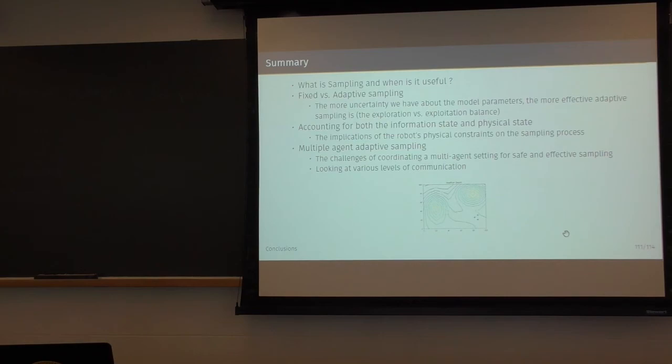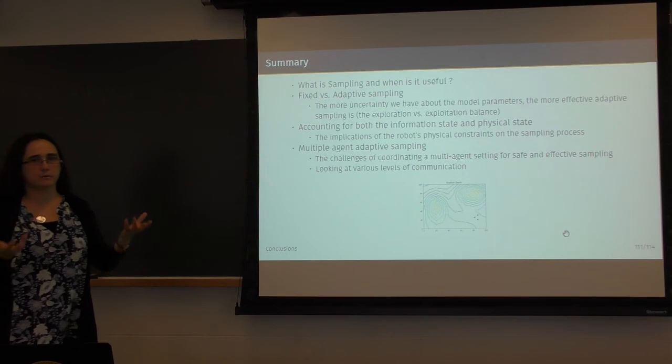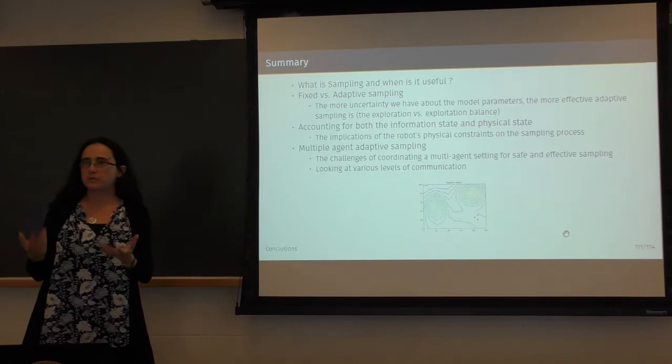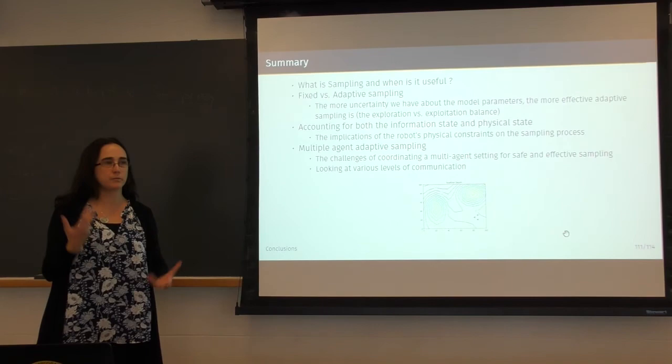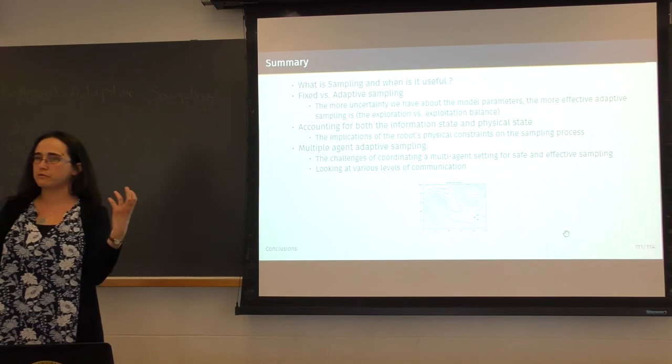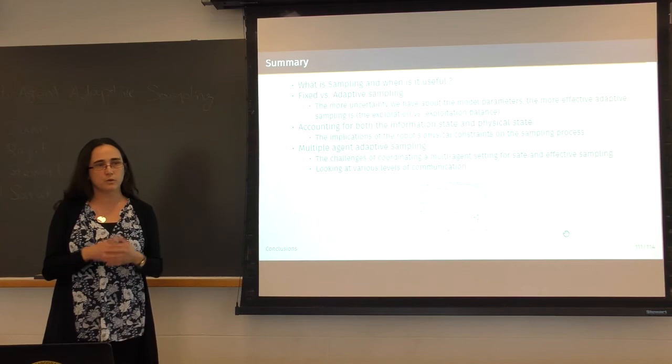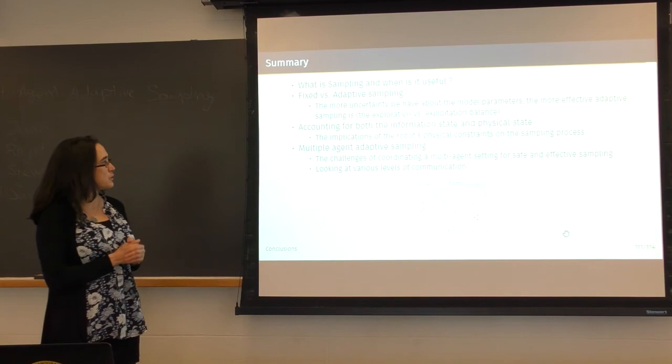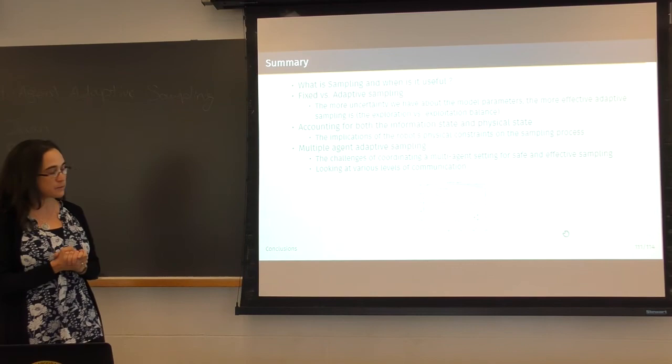So what we saw today, what we wanted to demonstrate is what sampling is and how it is useful. We talked about fixed versus adaptive sampling. We learned that the more uncertain we are about the model parameters, the more effective adaptive sampling would be. We showed you how we first account for the information state, and how we build a model of the world. And then we continued with demonstrating what we need to take into account when we want to consider the physical limitations of the robot. And we shortly discussed the multi-agent aspect of this adaptive sampling and the challenges and opportunities that arise when we work with multi-agents.